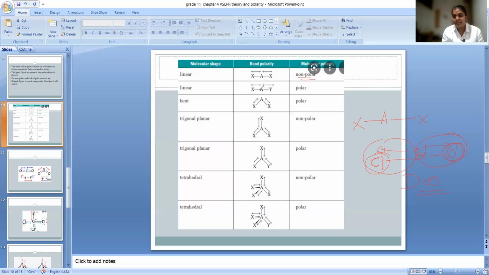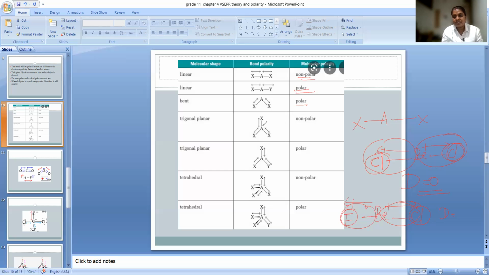But see the same linear case with two different atoms. For example, Be with one Cl and one F, suppose. So the electronegativities are different, okay? So the magnitudes of the dipole moments are not the same here, right? So they will never fully cancel each other. You will get a net dipole moment because the values are not the same. So that must be polar, okay?